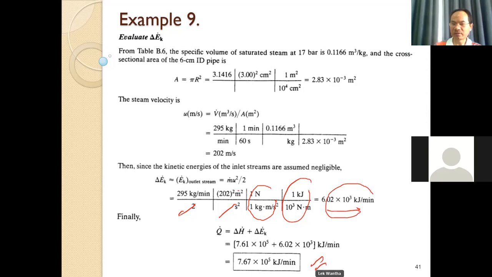Heat transfer to the system is positive, that's correct, because this is a boiler.